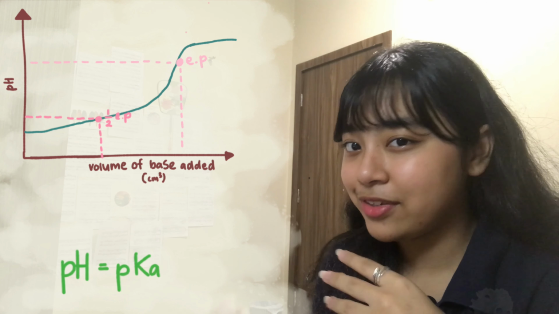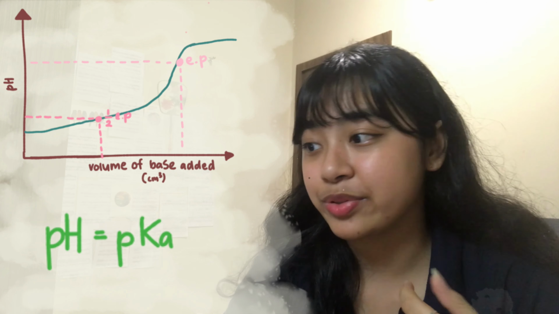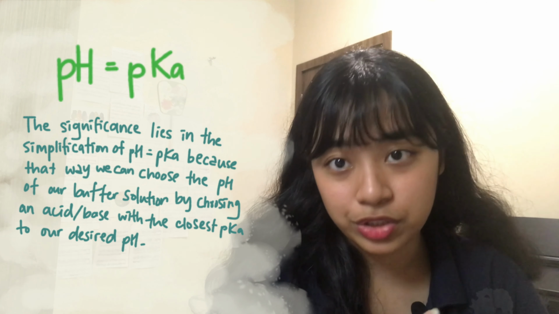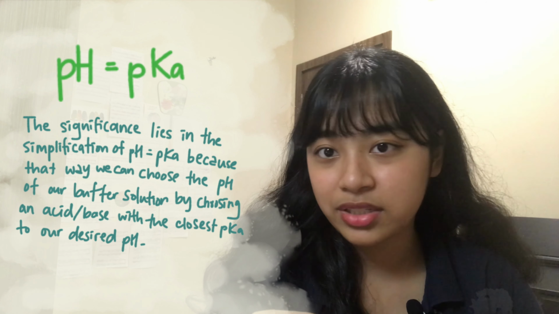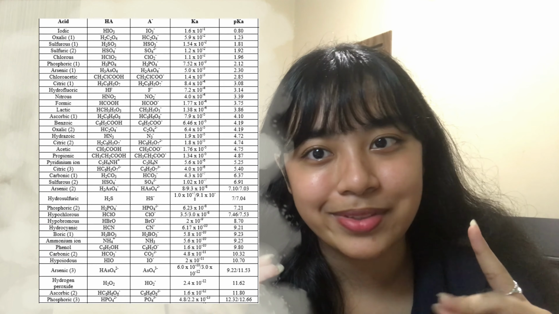And the significance truly lies in the fact that it simplifies into pH equals pKa, because that way we can choose the pH of our buffer solution by choosing an acid or base with the closest pKa to the pH. And we probably have a table of values of different acid dissociation constants. And it just makes it a lot easier to pick a buffer.